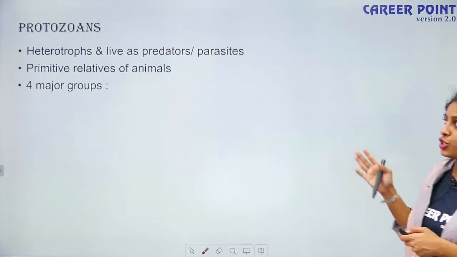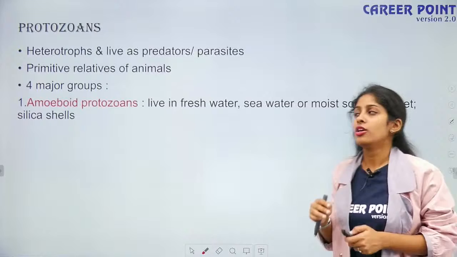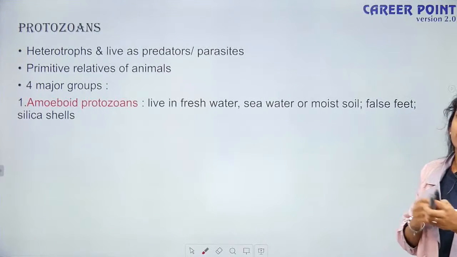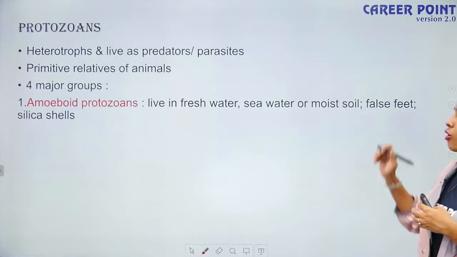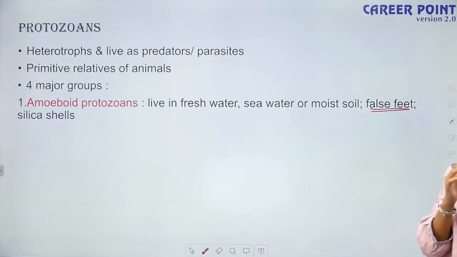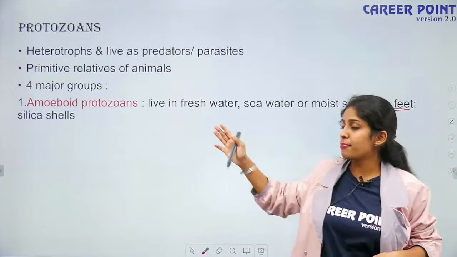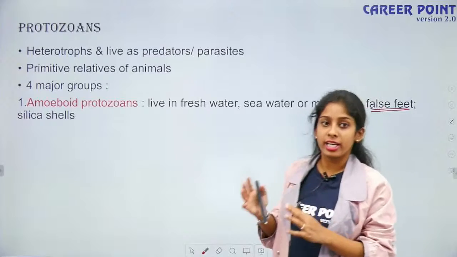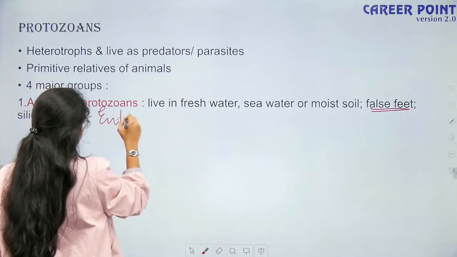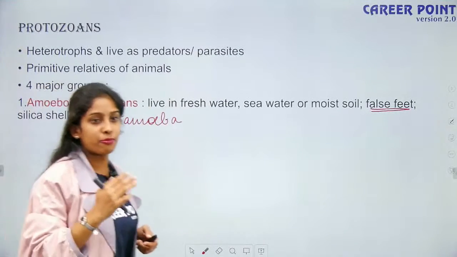Then you have four major groups under your protozoans. Your first one is the amoeboid protozoan. From the name it is pretty clear. They live in fresh water, seawater or moist soil. They have false feet. So that is what you understand from amoeboid protozoans, right? They have false feet and they are made up of silica shells. The example of an amoeboid protozoan is Entamoeba. Fine. So remember that. Let me write. Entamoeba is your example and that is your first type of protozoan.